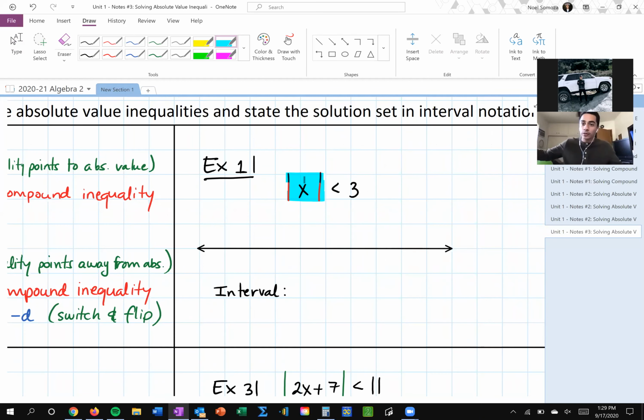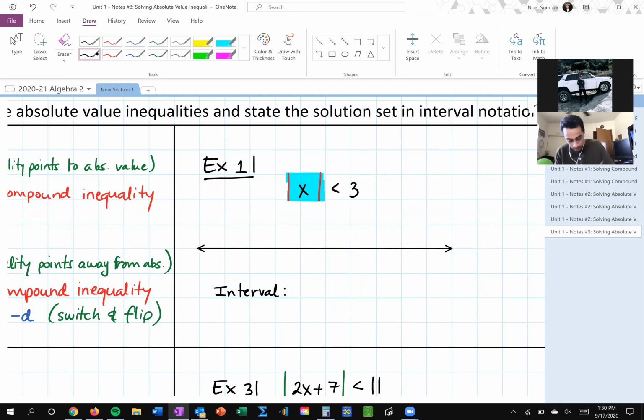So you can't be too far away, right? You got to be kind of like sandwiched in between, right? You see why it becomes a sandwich? Because your distance can't be too far, right? You can be like 3 spaces away at most, 3 spaces away in either direction, right? So that's what we're trying to say here. So the inequality points to the absolute value.